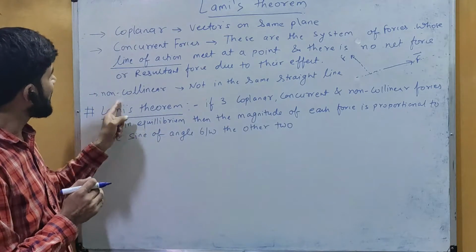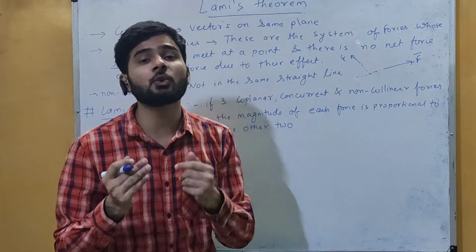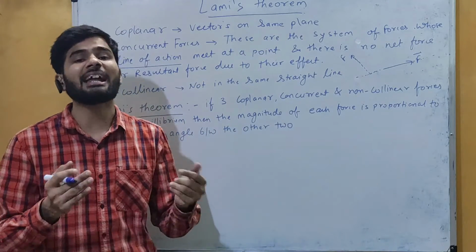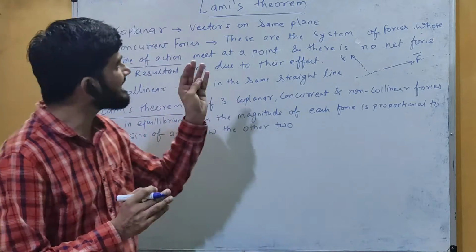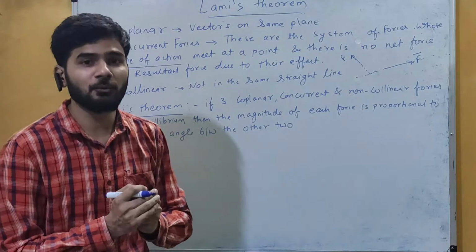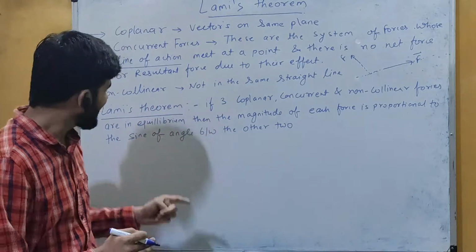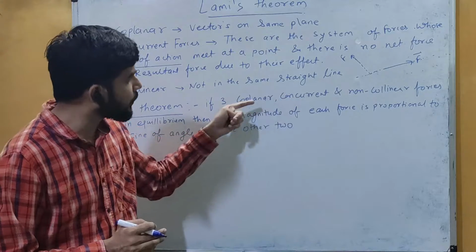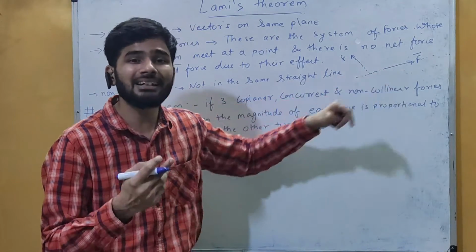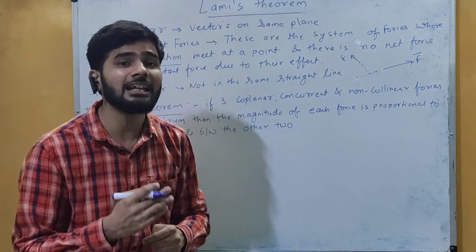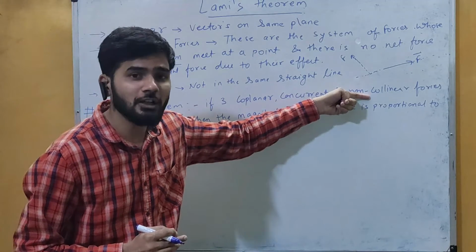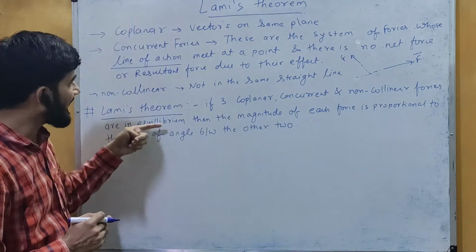Now the third one is non-collinear. We have studied about collinear forces which are acting along a straight line. So non-collinear are those which are not acting in a straight line. In this Lami's theorem we will use coplanar forces, concurrent forces and non-collinear forces. So what Lami's theorem says is: if three coplanar, concurrent and non-collinear forces are in equilibrium. Earlier we saw two forces, but in case of Lami's theorem we are using three forces.